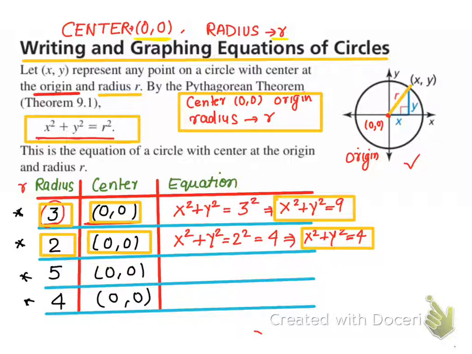Here, r is the radius. Same thing: if the radius is 5, again the center is the origin, the center of the circle. I'm going to write it down directly: x squared plus y squared equals 5 squared, which is 25. Let's move to the next one. If our radius is 4 and the origin is 0, 0, I'm just giving you random examples.